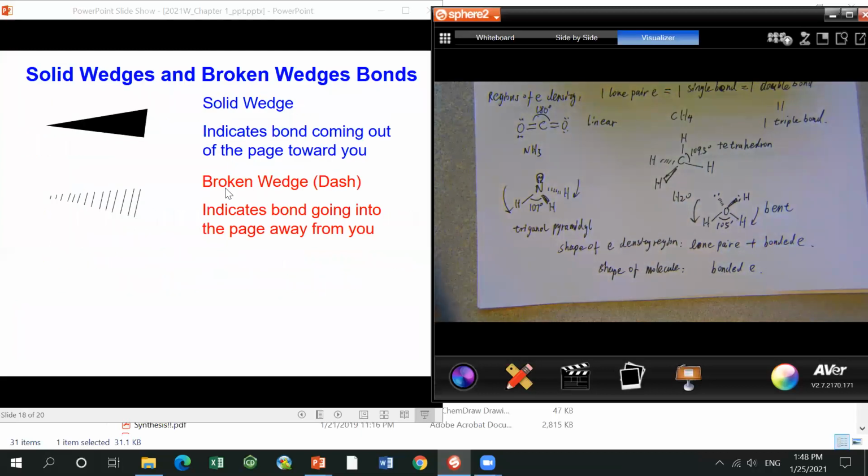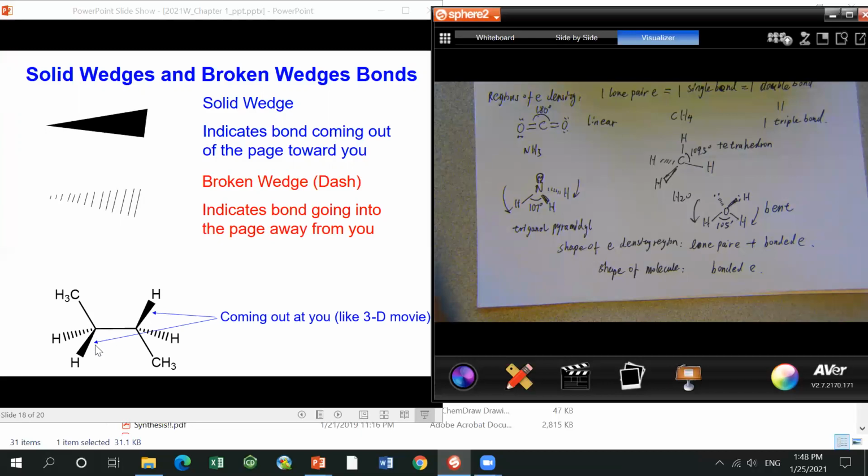All right, so here is how you show the molecule in three dimensions. We use a solid wedge or a broken wedge called a dash. A solid wedge indicates the bond comes out of the page towards you, and the dash bond indicates the bond points away from you. An example shown here: these two hydrogens are connected by a solid wedge, which indicates these two hydrogens point towards you. And these two hydrogens are connected by the dash bond, so that means these two hydrogens point away from you.